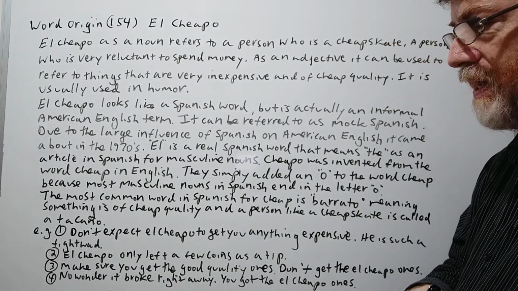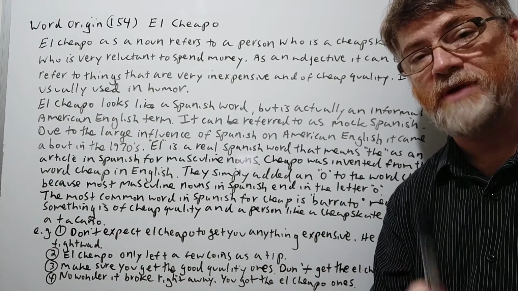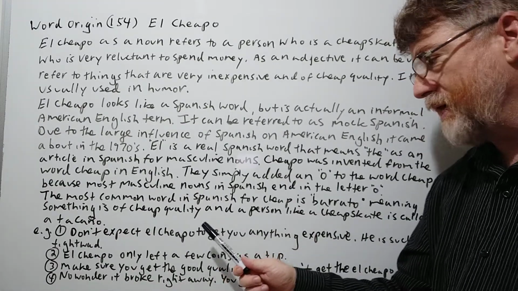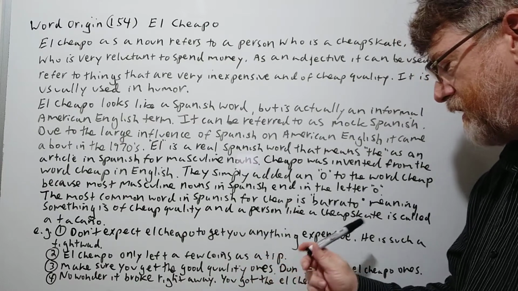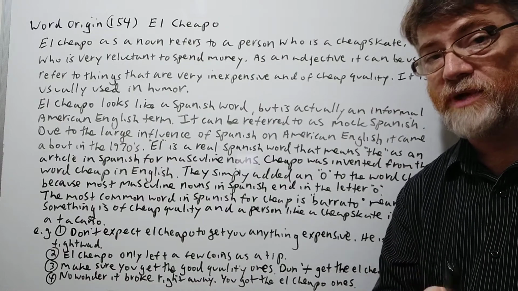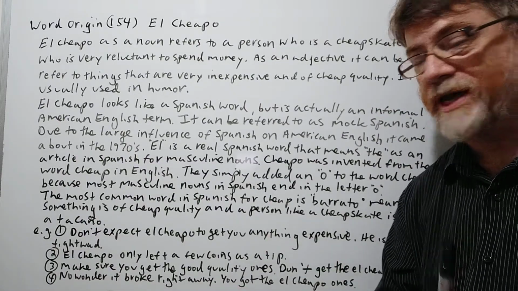Okay, good. And we got 4 examples to show how we would use this term El Cheapo in English. All right, here's the first one. Don't expect El Cheapo to get you anything expensive. He is such a tightwad. That's another word we use for somebody who's like a cheapskate. They're very unwilling to spend the money.